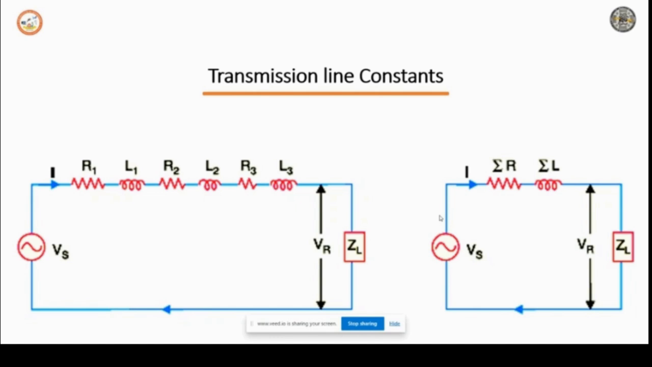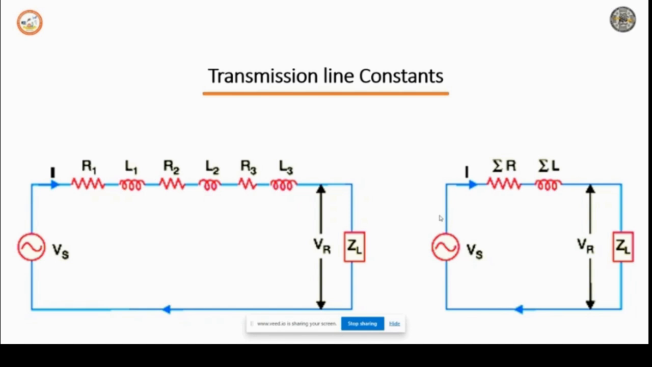Conductance between two conductors or between conductors and the ground accounts for the leakage current at the insulators of overhead lines and through the insulation of cables. The leakage at insulators of overhead lines is negligible. The conductance of an overhead line is also assumed to be zero. So let us begin with a concept called transmission line constants.